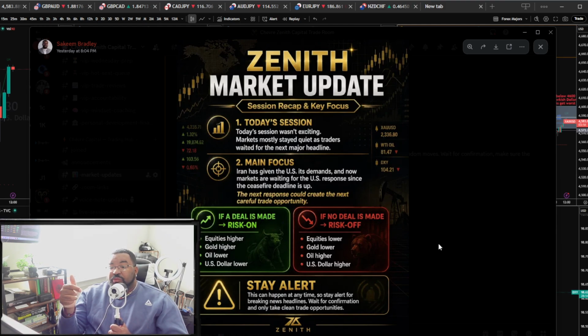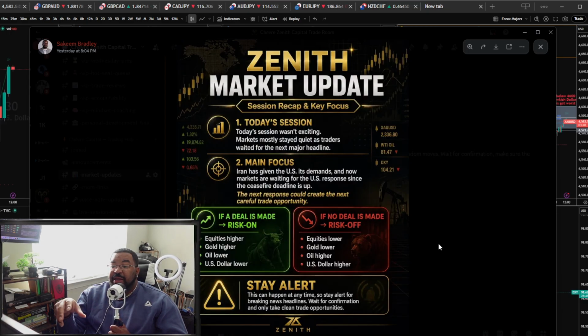If there is a deal that gets made, right? If the US and Iran are still able to talk things through, if they're able to finalize a deal and work things out, that is very positive. This is what's going to lead to a risk on market. Okay, so you have to understand the direction. First, when you get the headline, you have to identify if it's good or bad.